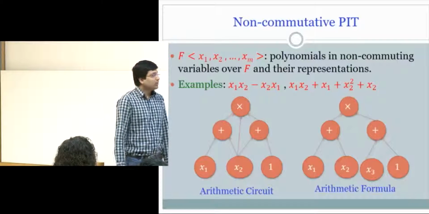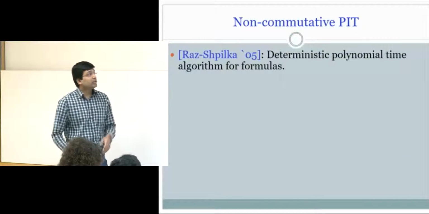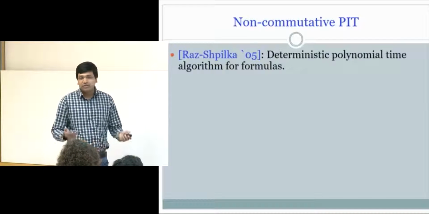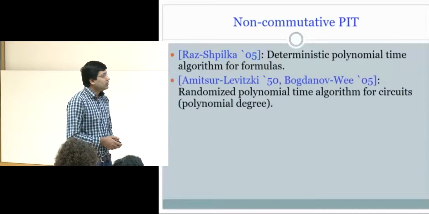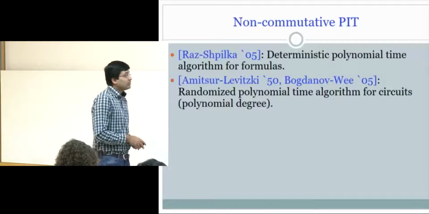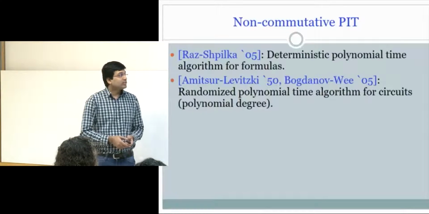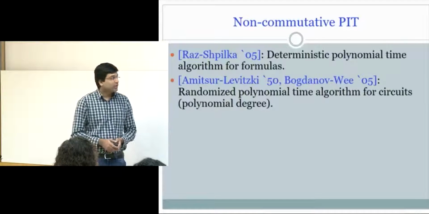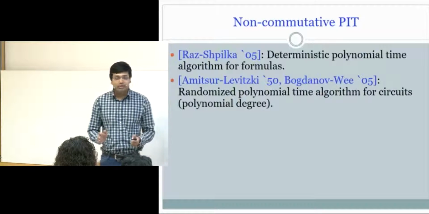Raz and Shpilka in 2005 gave a deterministic polynomial time algorithm when the representation is a formula. In fact, when the representation is an ABP, they gave a deterministic polynomial time algorithm. For circuits, Bogdanov and Wee observed that a 60-year-old theorem due to Amitsur and Levitzki implies a randomized polynomial time algorithm for the circuit representation, when the degree is bounded by a polynomial.